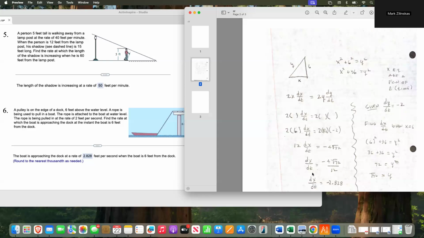And then once you differentiate, substitute the known values in, solve for the one that you're looking for, and there you go. All right, so that wraps it up, like I said, and we'll see you next unit.